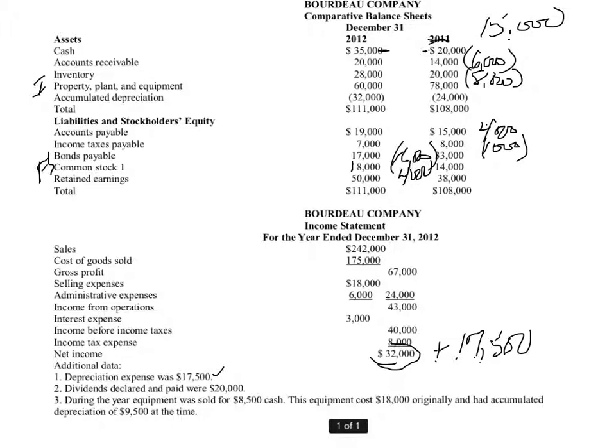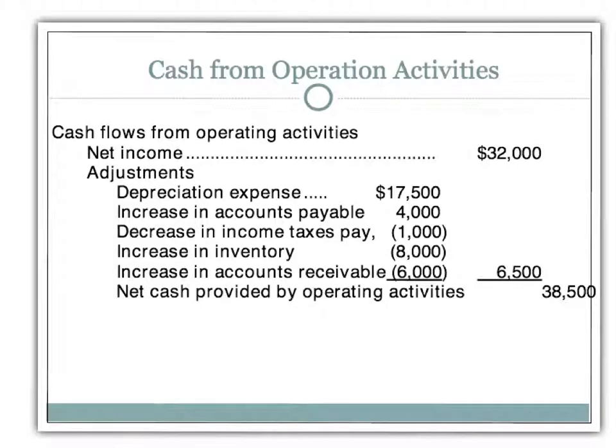Now we put it all together in the cash flow statement. The cash flow from operations. Then we have cash flow from operating activities, 32,000. Add back depreciation expense, increase in accounts payable. Those are both sources of cash. The decrease in income tax payable is a use of cash. Same with if I increase my inventory and my accounts receivable. So the net effect now is that cash from operations is $38,500.